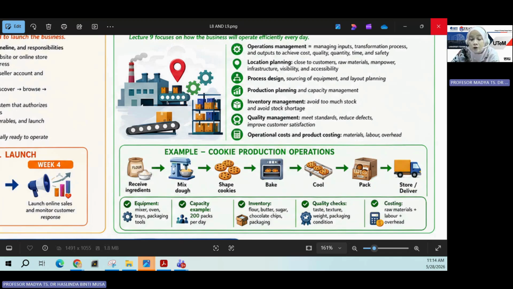So you, as an entrepreneur, must plan the capacity based on your sales forecast. In the business plan, you probably will write something like, our production capacity is 200 packs per day using one oven and 2 workers. During peak demand, we will add one part-time worker and extend production hours. This is brilliant. It sounds more realistic than simply saying we will accept all orders.